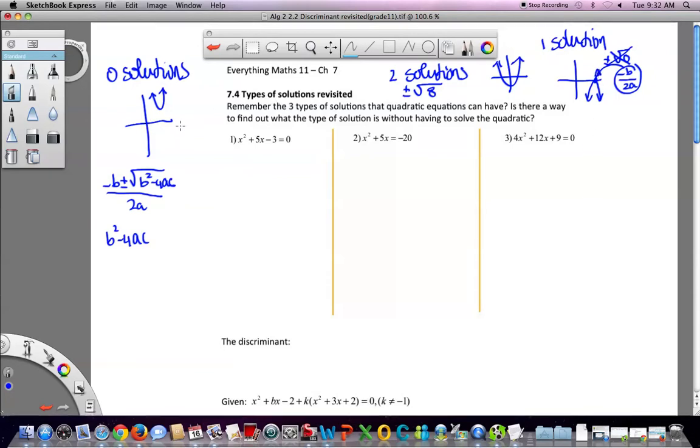And if we ended up with b squared minus 4ac as a negative number, for example a negative 8, then we don't have any real solutions, so we wouldn't have an intercept. And that means that if I just wanted to tell you what type of solutions we have, I can just look at b squared minus 4ac, which is called the discriminant.